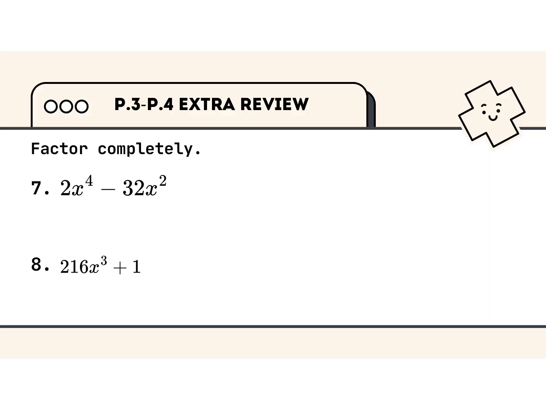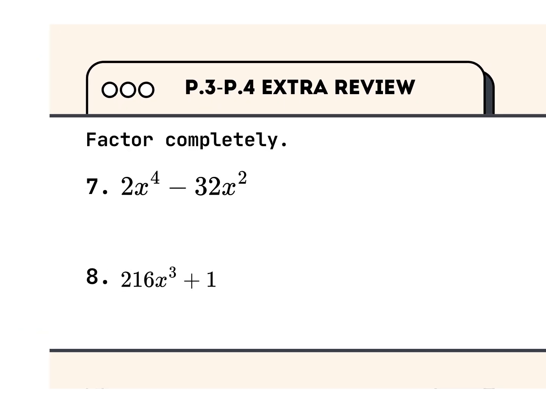All right, more factoring completely. Again, the very first thing that I tell you guys to look for is a GCF. Looking at this one, it looks like we do have a GCF, right? Between 2 and 32, I can take out a 2. All right, so that's going to get me 2 on the outside.